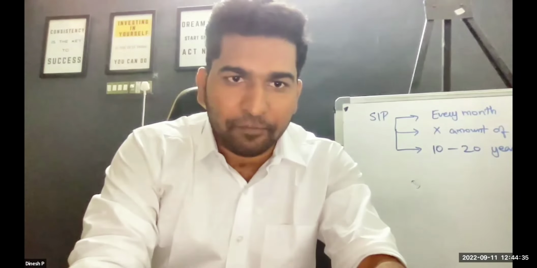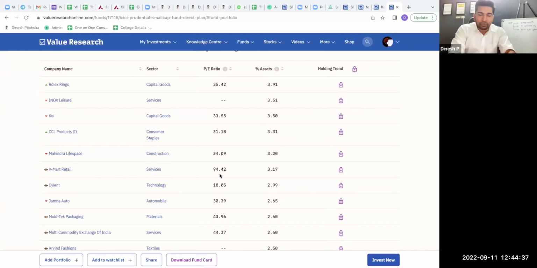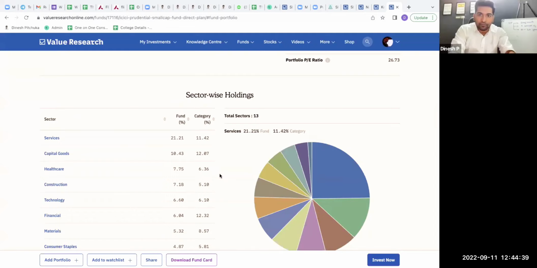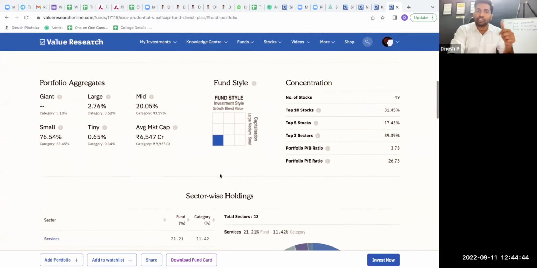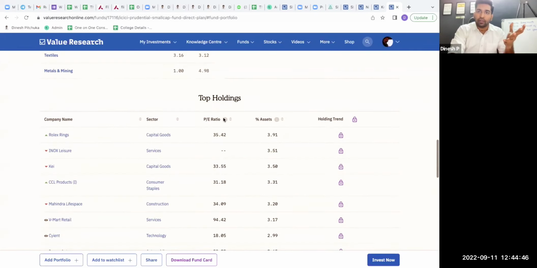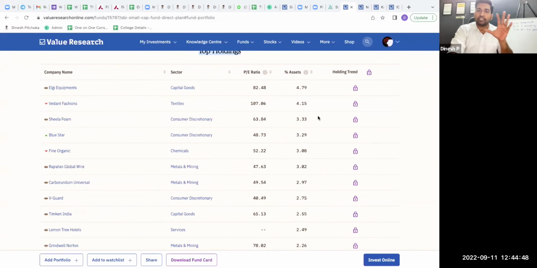Now let's look at the mutual fund as such. This is the mutual fund sectors. We have analyzed the sectors, top 5 companies, and so on. So what more can you do? How can I actually understand that this is a good one? I told you this mutual fund is a good one.